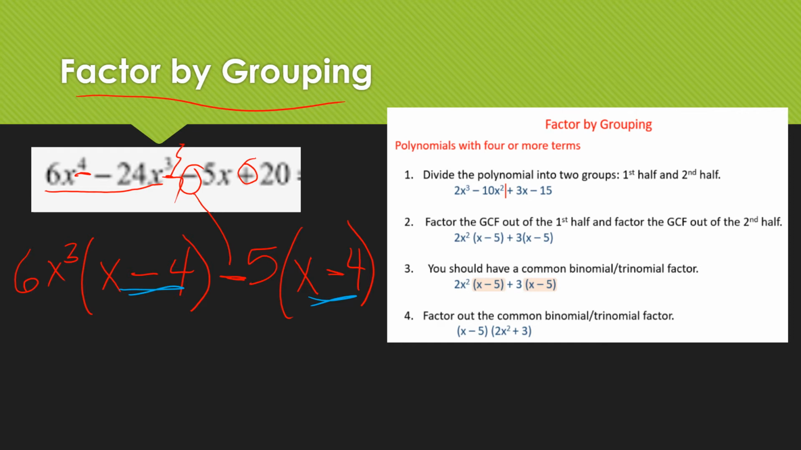From there, you factor out the common binomial. So it's kind of the same thing. They both have that matching x minus 4, so we can write that first. And then we have the 6x cubed minus 5. And that's how you factor by grouping.